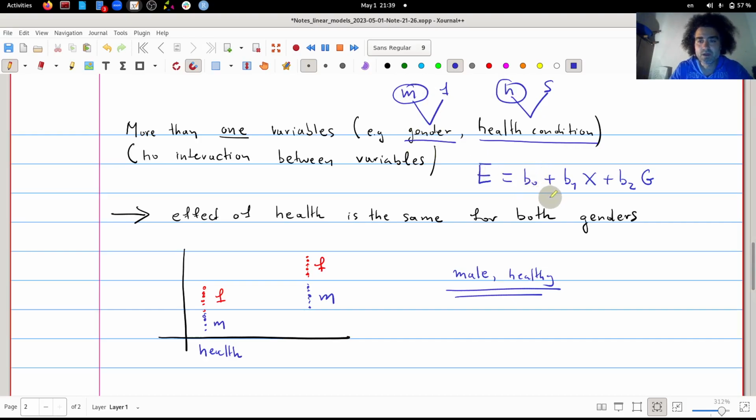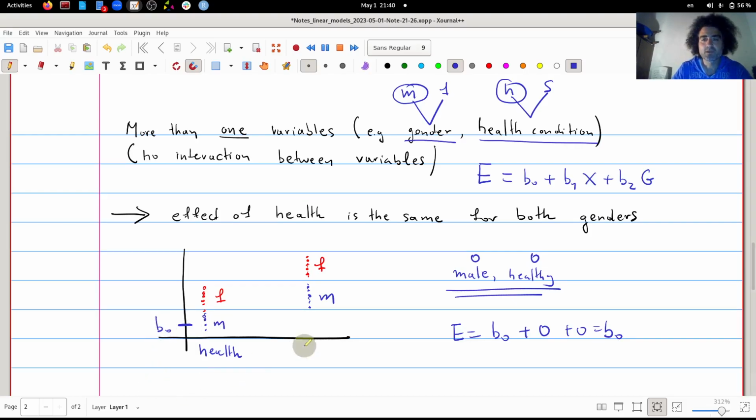Okay, so for male healthy, so this 0 regarding the gender and this 0 regarding the health condition, this equation here will become b0 plus, now this will be 0, so this will cancel out, and this will be 0, so this will go away, so plus 0 plus 0, b0. So the model predicts that for the male healthy individuals, the value will be this one.